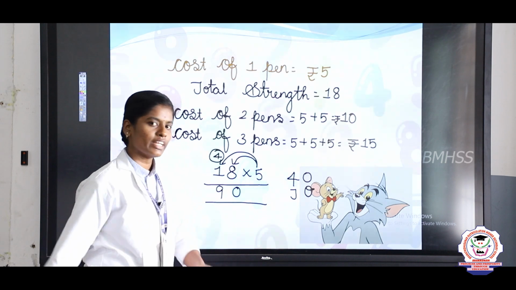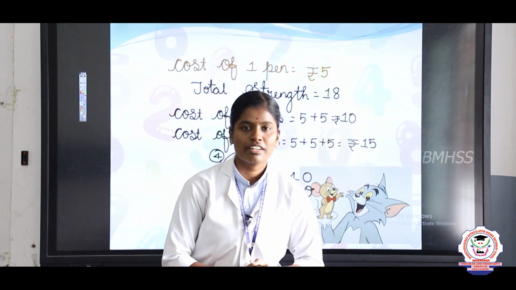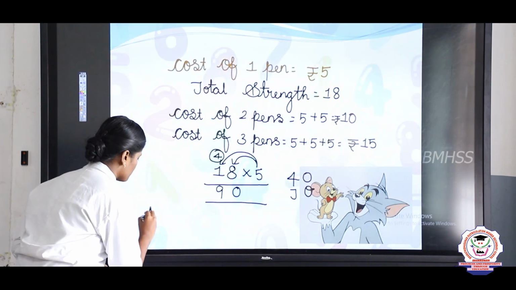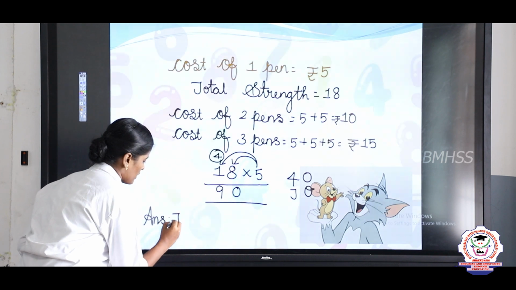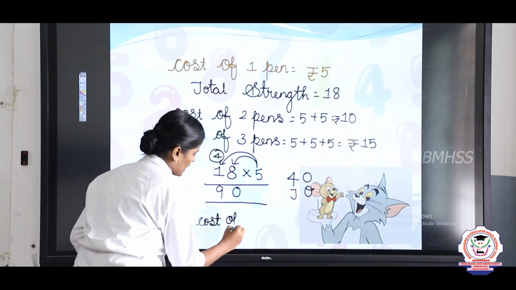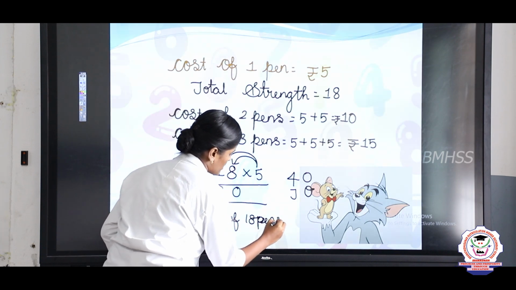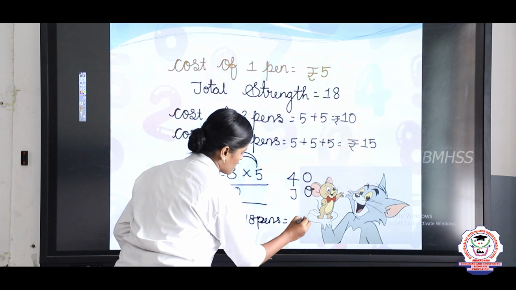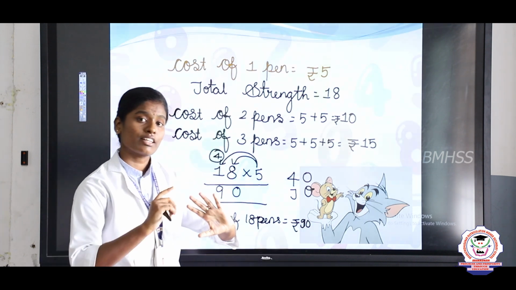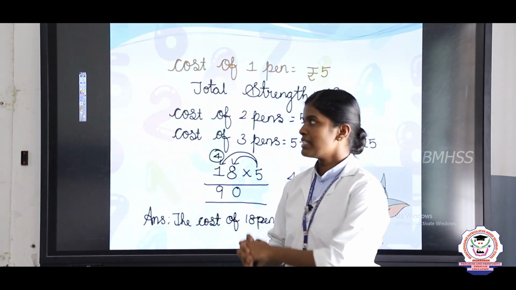So, listen my children, the cost of 1 pen is rupees 5. The cost of 18 pens is rupees 90. So, write the answer. The cost of 18 pens equal to rupees 90. The cost of 1 pen equal to 5 rupees. The cost of 18 pens equal to rupees 90.